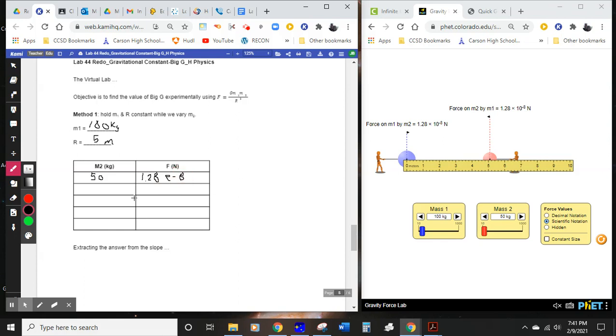Now let's increase this to maybe 100. So M2 is now 100. Make sure we write 100. Now what's the force? It looks like it's 2.57 E negative 8. Okay, now let's increase this further. Let's go 200.